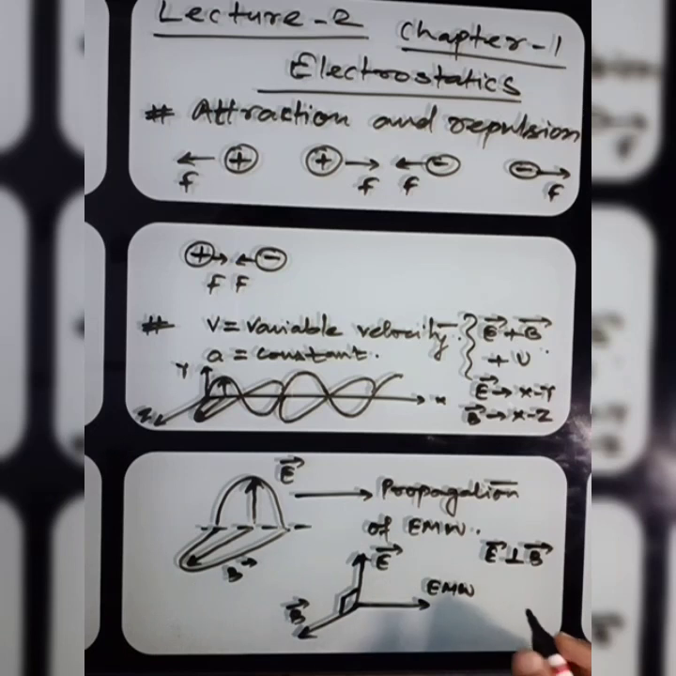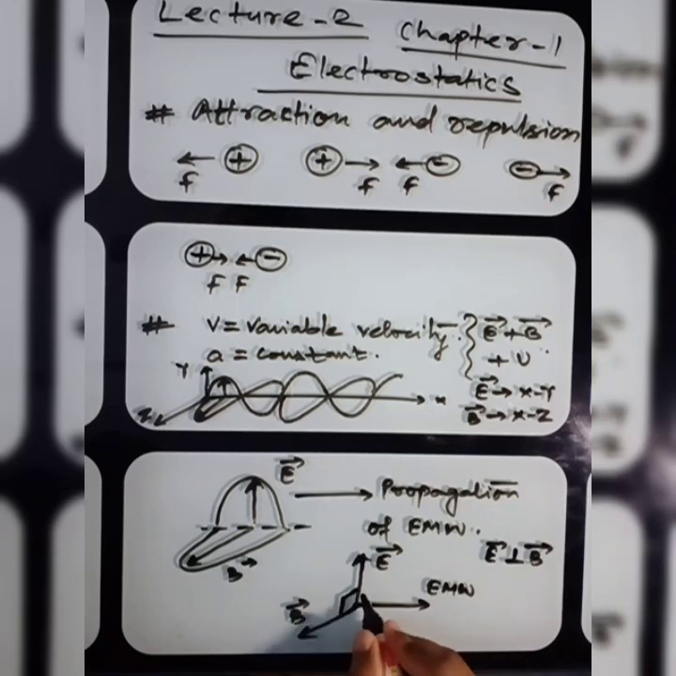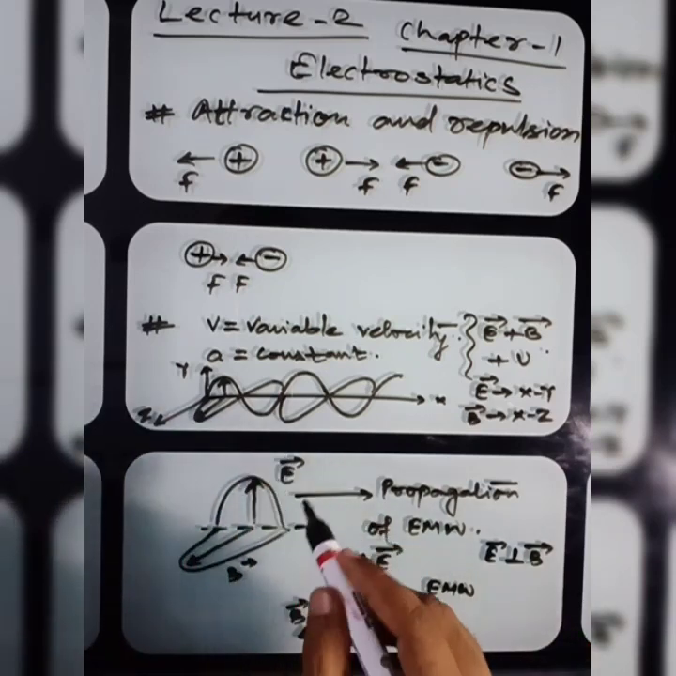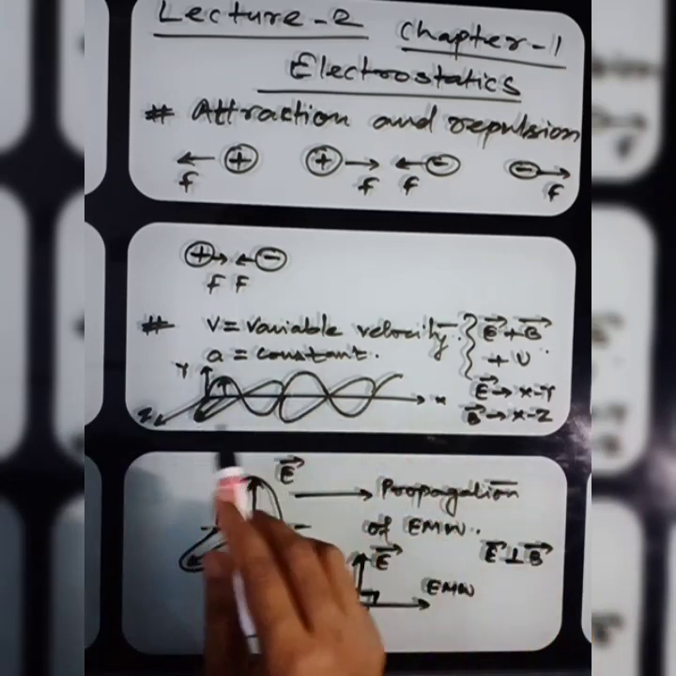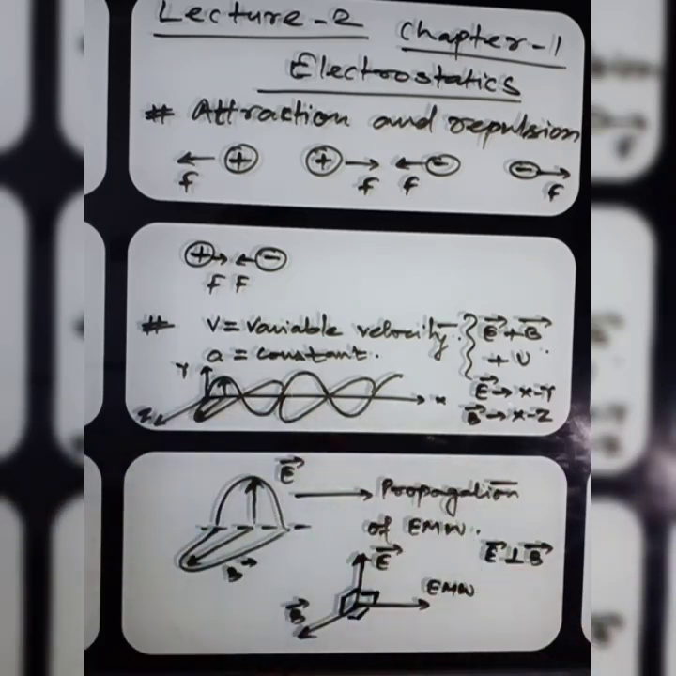The next year, the question was asked, what will be the angle between the electric field and the direction of propagation of the electromagnetic wave? Again, the answer is the same, 90 degrees. If the question is asked, what is the angle between the magnetic field and the direction of propagation of the electromagnetic wave, again the answer will be the same, 90 degrees. So you must remember, the electric field and magnetic field which are associated with the electromagnetic wave are mutually perpendicular to each other.